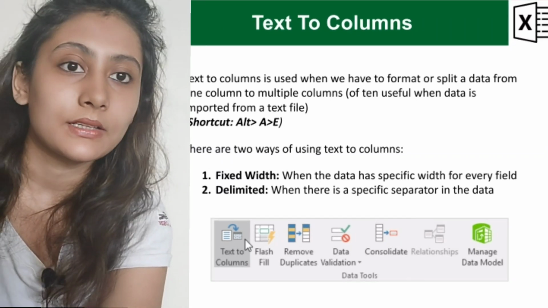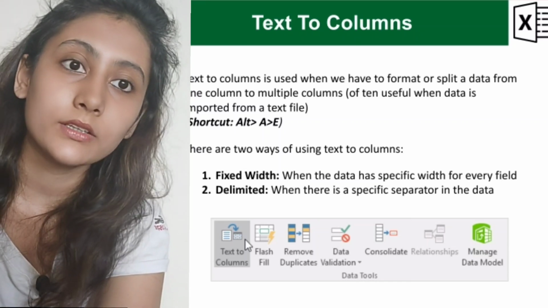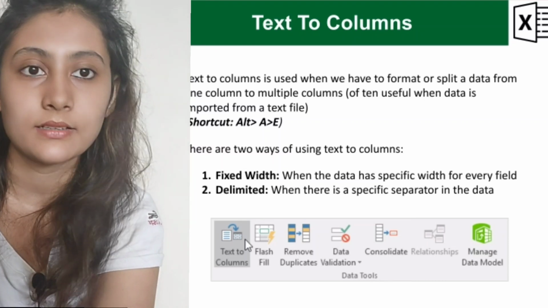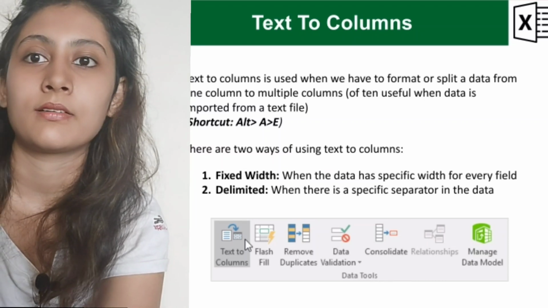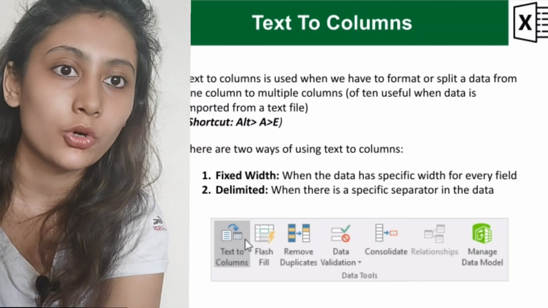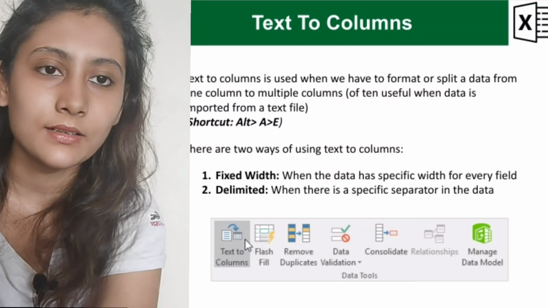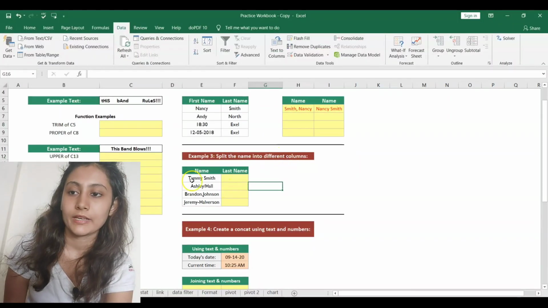The topic is drop down list and text to columns. So how to create a drop down list in Excel, and how to create text to columns, that is how to bifurcate a text column into two columns or so. So let's get started.